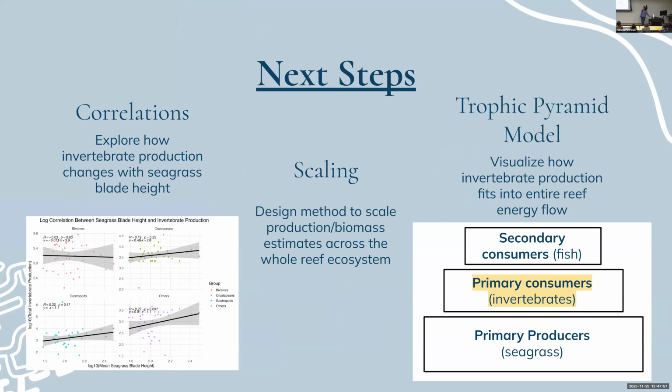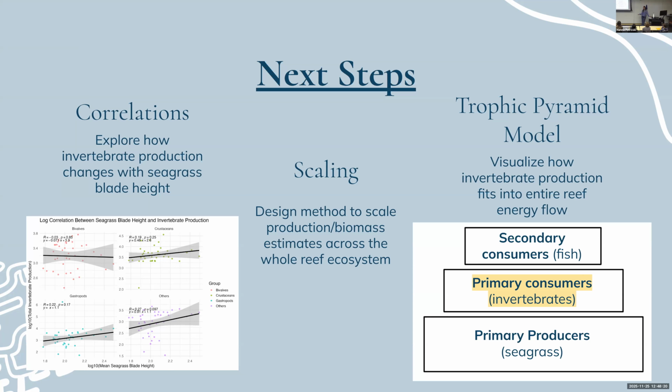So next steps, first would be those correlations that I just mentioned. That was a very preliminary plot that I made, so don't look too closely, but that is what they will look like. And there is a small positive correlation between seagrass blade height and invertebrate production. So we're going to use that and create regressions to scale that across the entire bight. And then that brings us to the scaling.